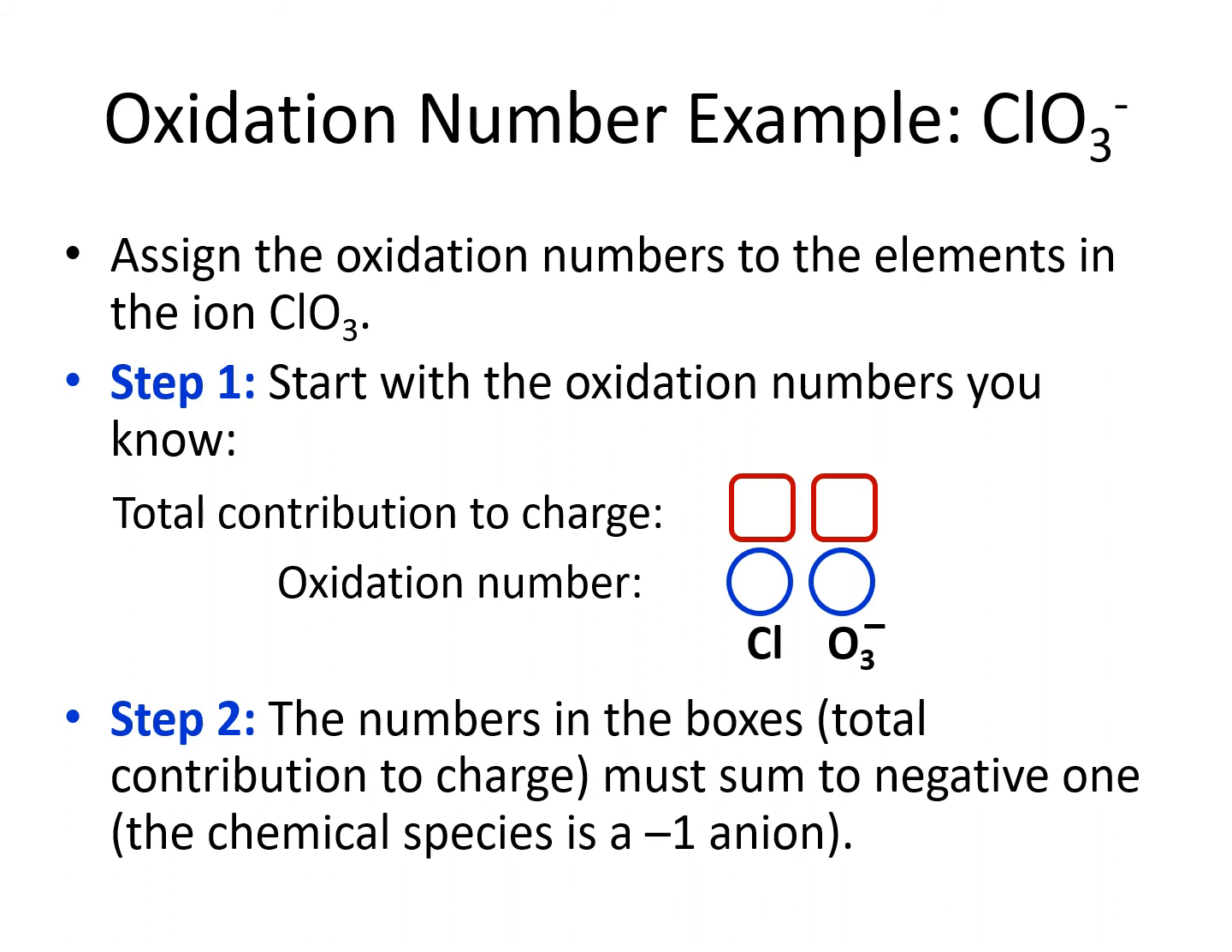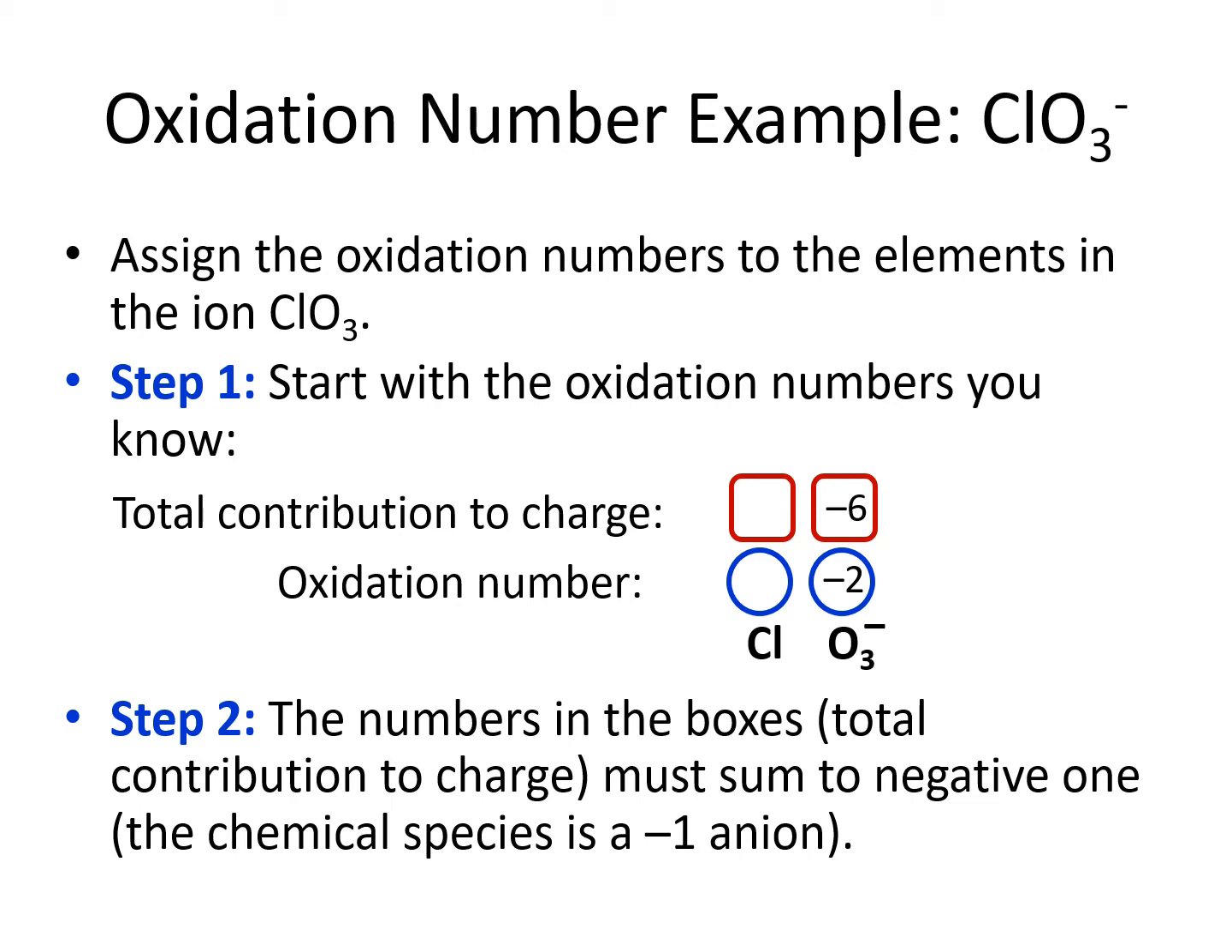Let's look at an example of a polyatomic ion, the chlorate ion. We have 2 things on our list. Oxygen is higher on the list than the chlorine, so it gets its typical -2 oxidation number. There are 3 of them, so 3 times -2 gives us a total of -6 coming from the oxygens.